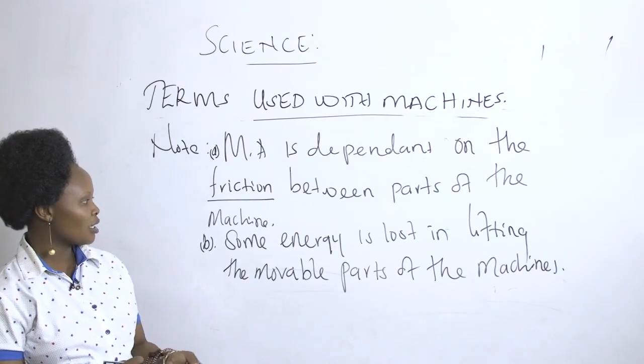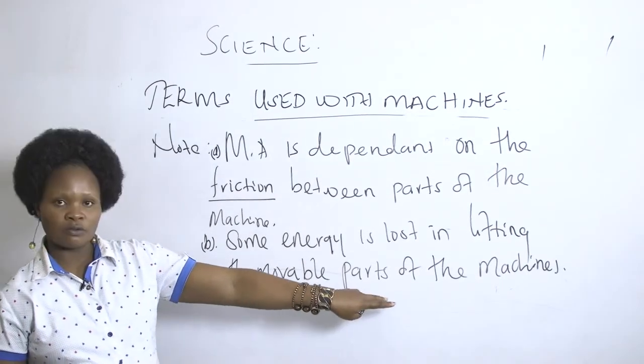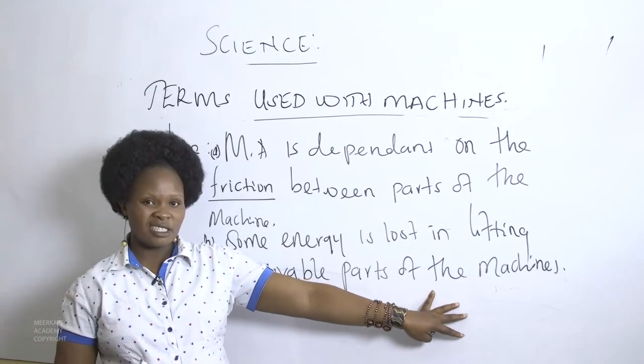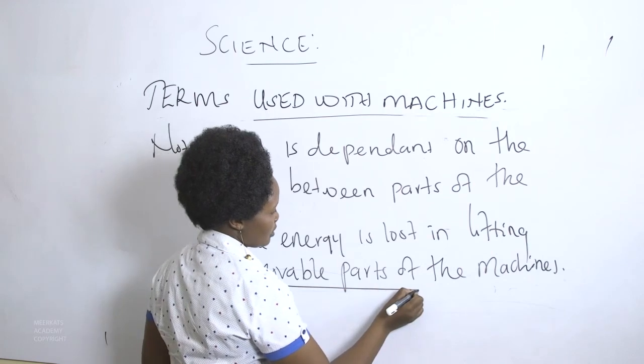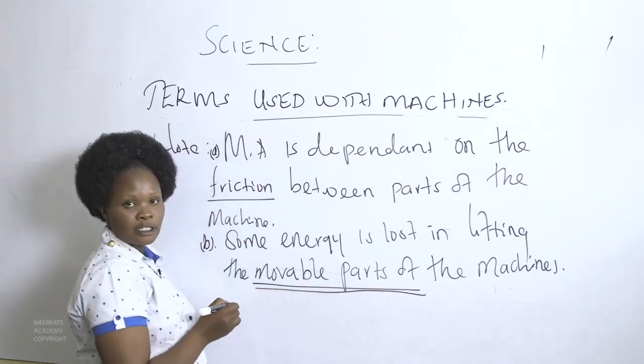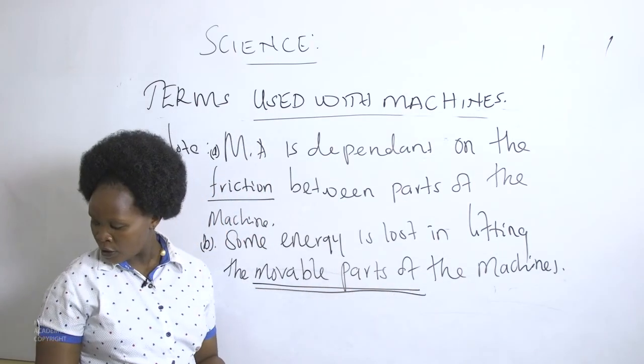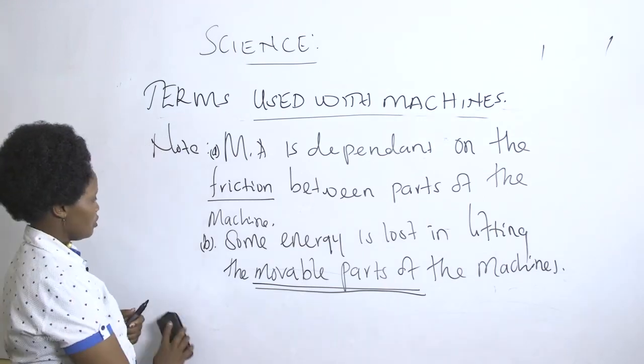And the same case applies to the parts of the machine. If the machine has too many movable parts, you will require some energy to lift those parts of the machine.